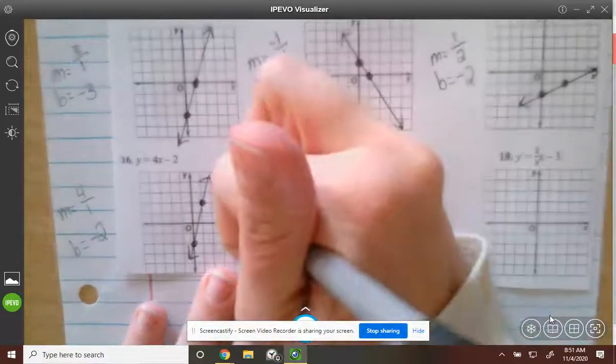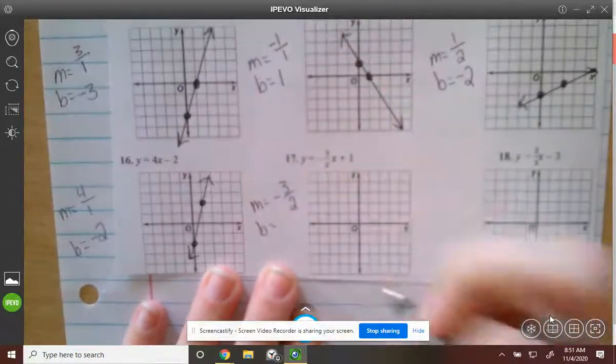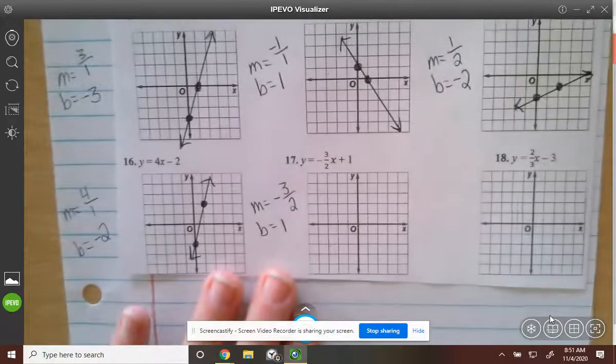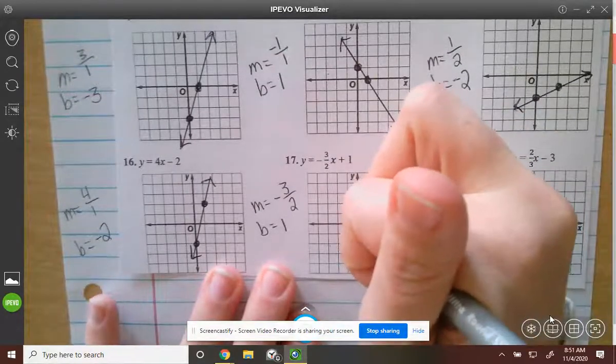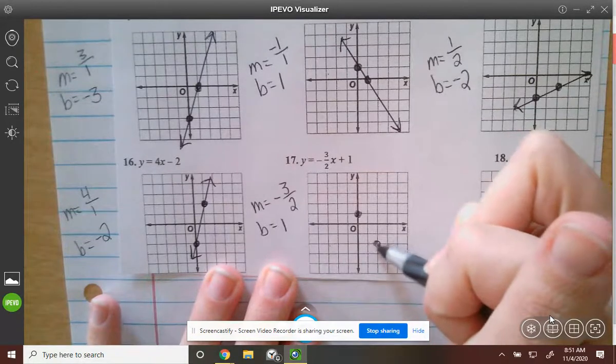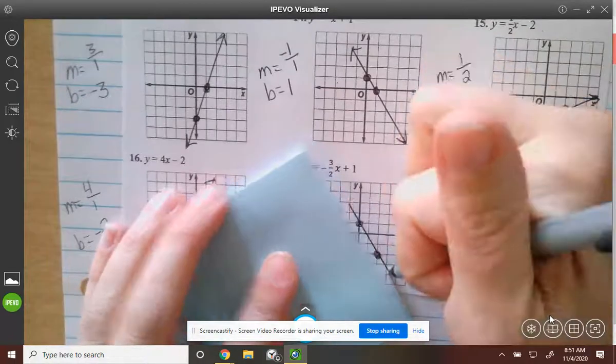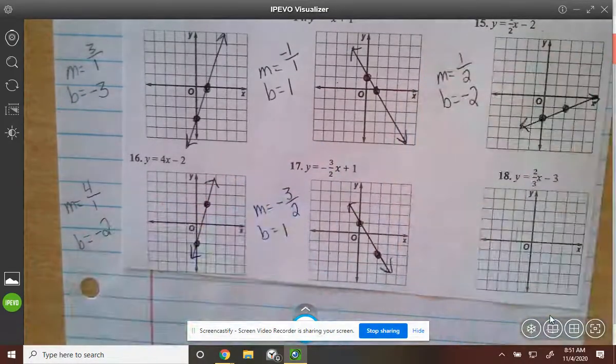Okay, this one. -3/2 is my slope, and 1 is my y-intercept. So I'm going to start at +1. I'm going to go down 3 and over 2. And that's that one.